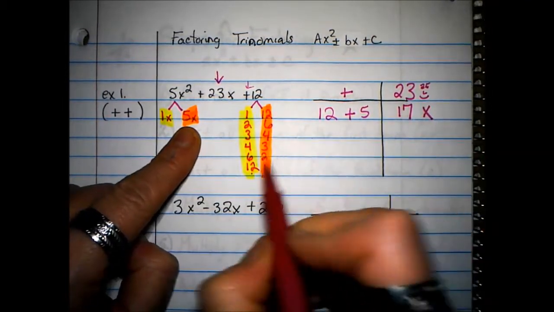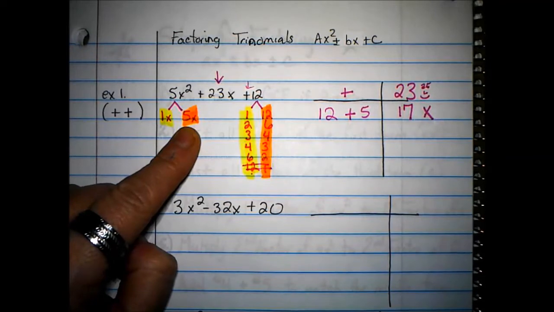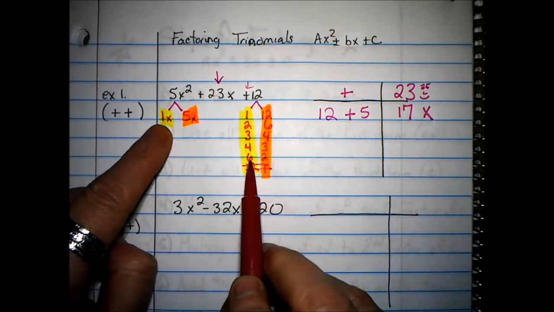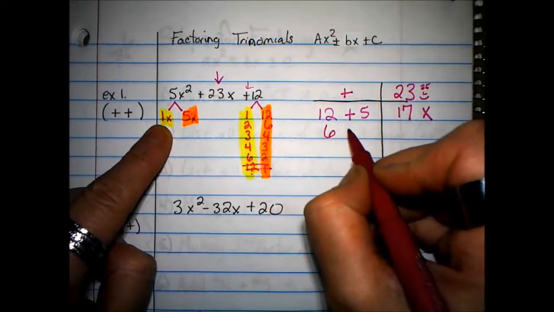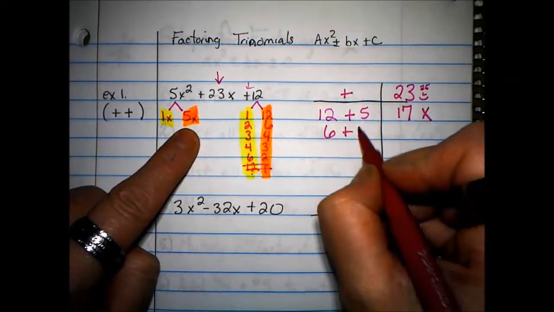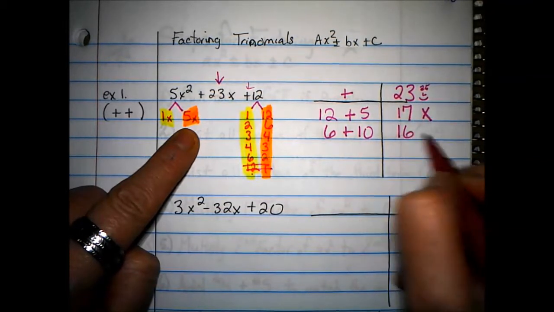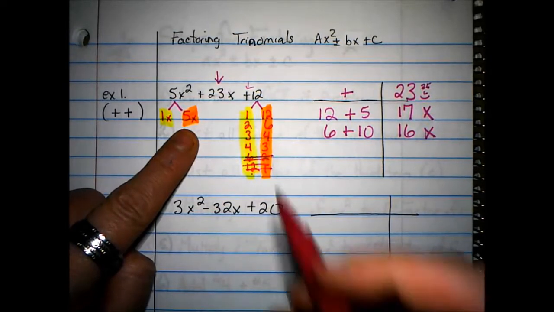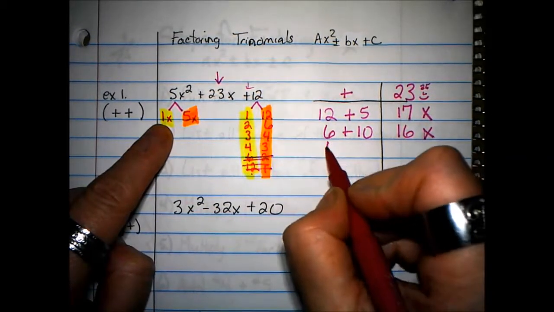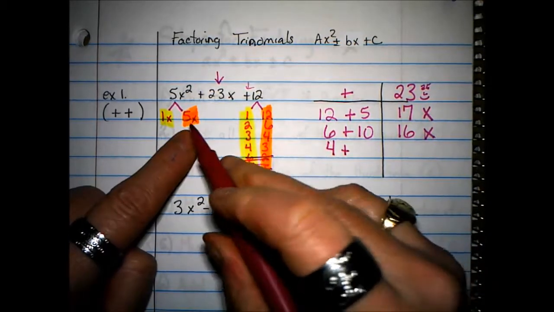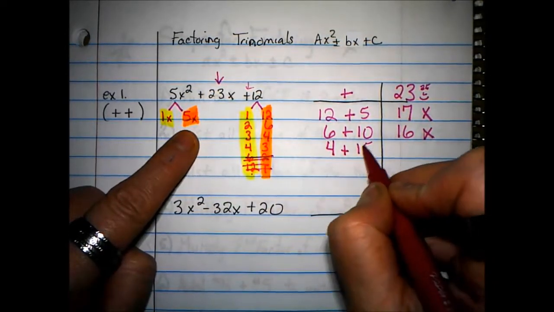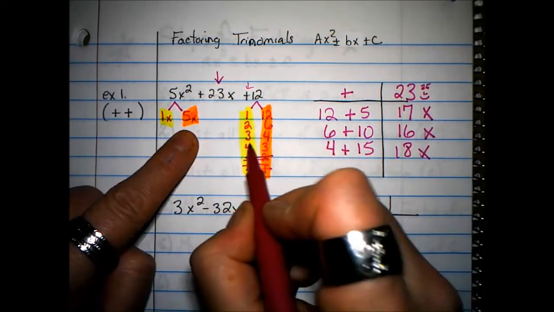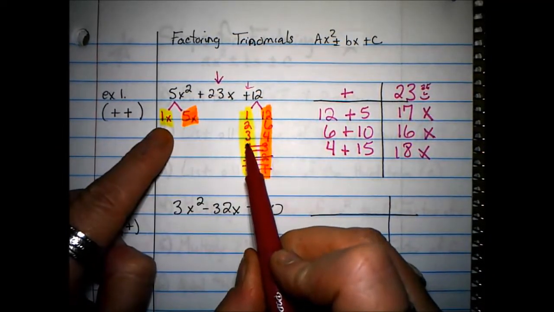That is not the number I need. I'm going to mark those out. I'm going to go to the next one. First columns, 1 times 6 is 6, plus 5 times 2 is 10. That gives me 16. That's not it. Does not give me my answer. I'm going to do the next one. 1 times 4 is 4, plus 5 times 3 is 15. That gives me 19. That's not it.